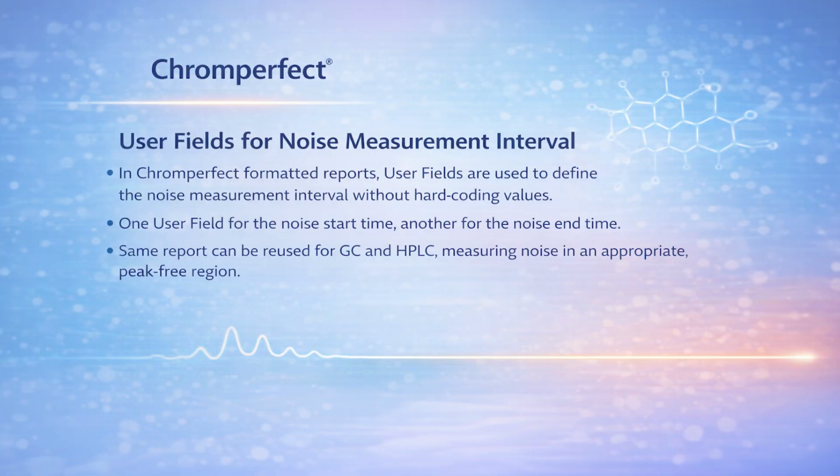Defining the noise interval using user fields. In Chromperfect formatted reports, user fields are used to define the noise measurement interval without hard-coding values into the report. One user field defines the start time of the noise interval, and another defines the end time. The duration required by the chromatogram function is calculated as the difference between these two values. This approach allows the same report to be reused across GC and HPLC methods, while ensuring that noise is always measured in an appropriate, peak-free region of the chromatogram.